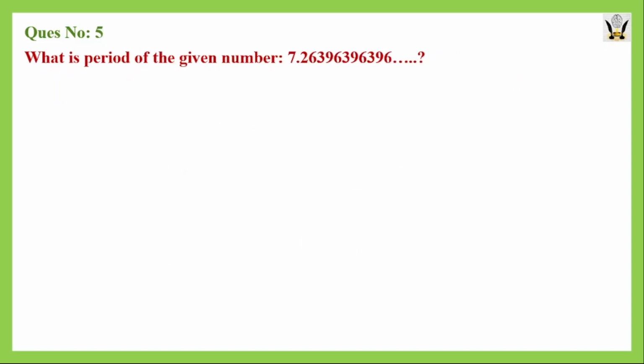Now in the next question we have to find the period of the given number, which we can see is a repeating number or recurring number. So here what are the digits that are getting repeated?